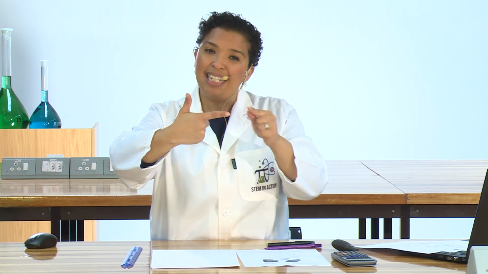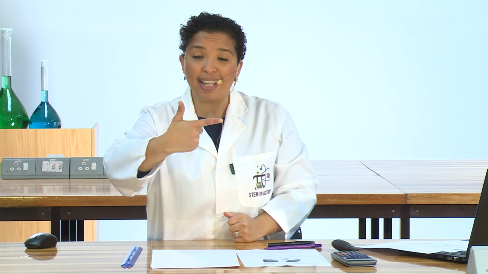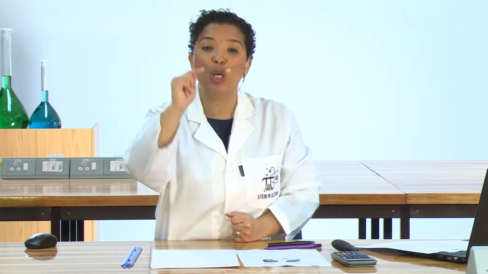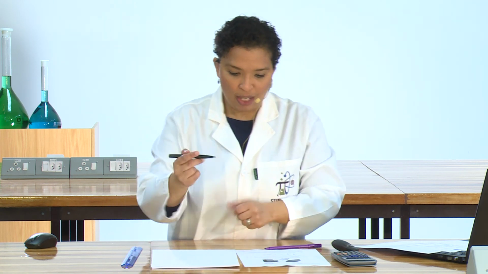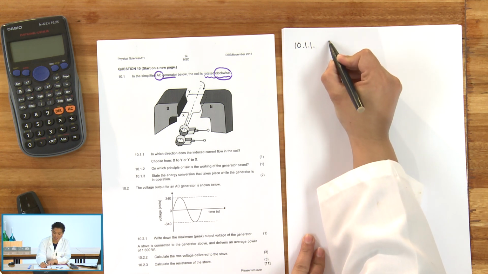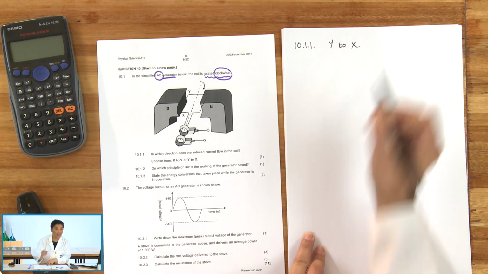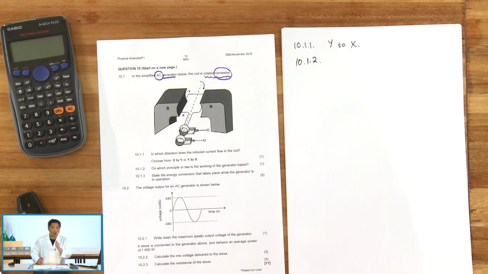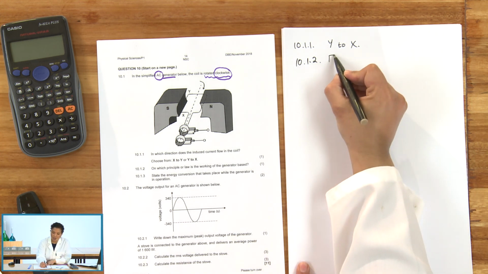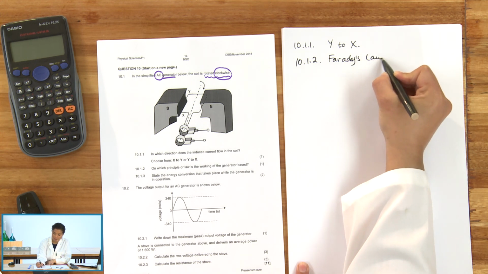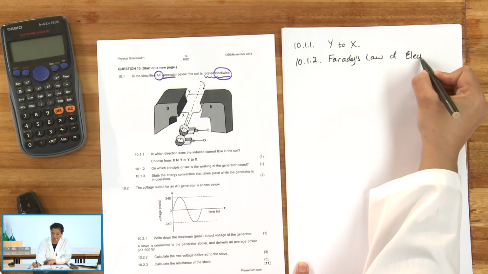So if I look at that in relation to XY or YX, the induced current is coming towards me, which means it's moving from Y to X, and that's my direction. So 10.1.1, the direction of the induced current is from Y to X, and that's all we write. 10.1.2, on which principle is the working of the generator based? It's Faraday's law of electromagnetic induction.